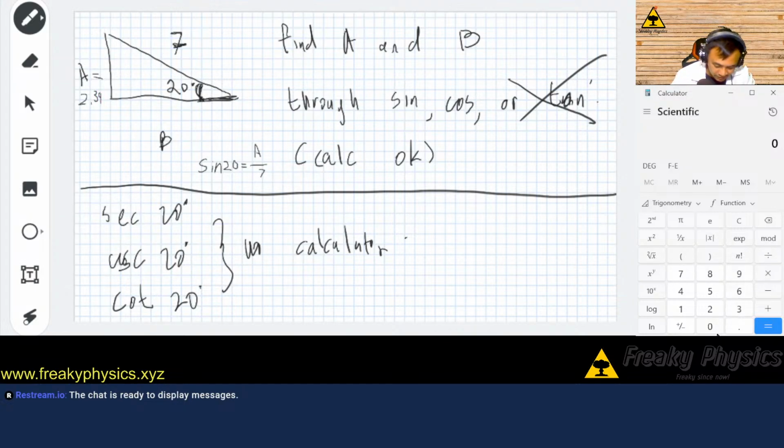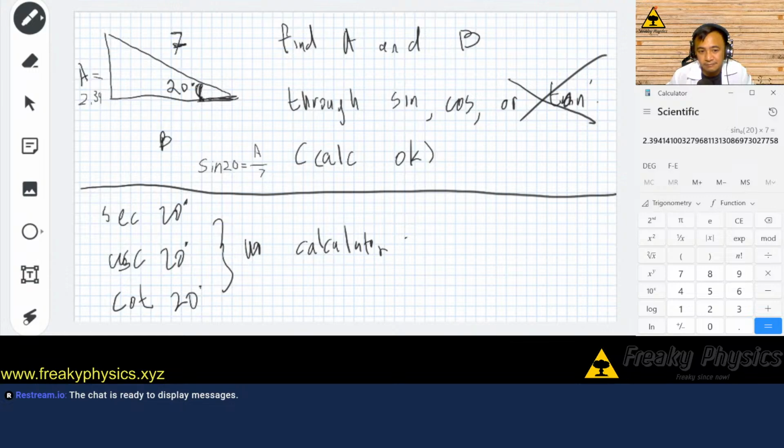Let me put this here on screen just so we're clear. So again, we take the sine of 20, and then we multiply that by 7. There's the answer. 2.39 is correct. Great. Okay, how about B?